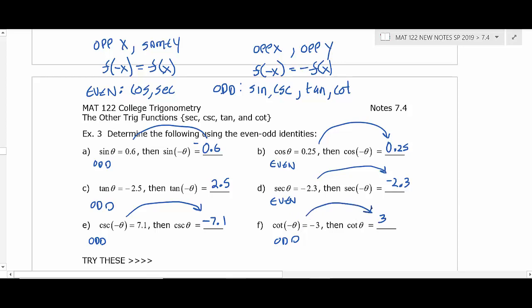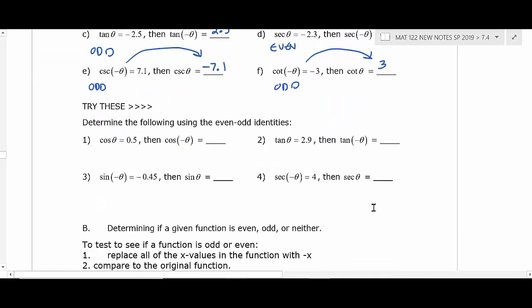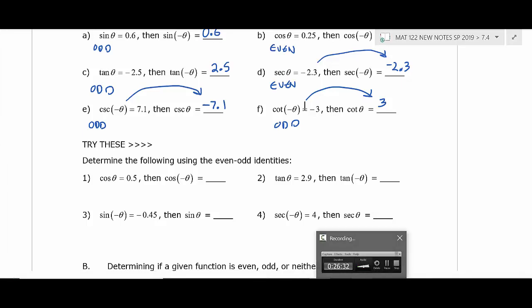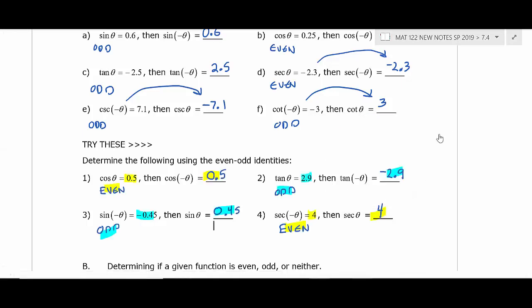So I'm going to let you go work out the next set of problems real quickly to make sure that you understand how these identities work, and then we'll move on from here. I'm also going to show you something on the calculator. So I'm going to pause this. It should just take you a very brief amount of time to finish this up. Okay, so here's what you should have come up with. Cosine's an even function. Therefore, opposite angle gives same y.